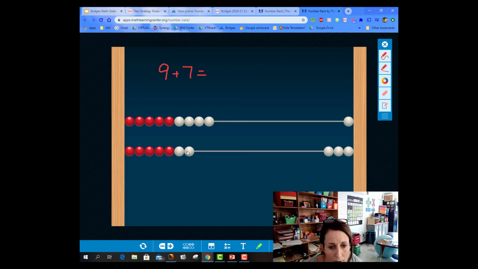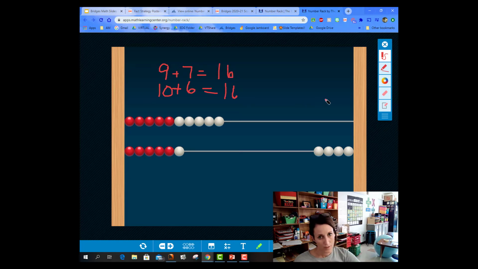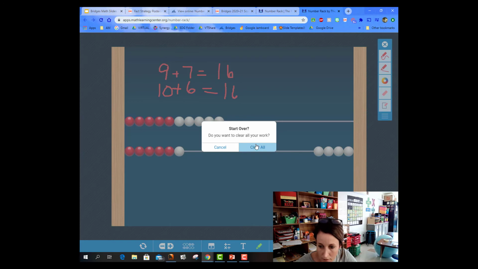All right, you're back. So to make it a 10 fact, I would take away 1 from the bottom number, so that would turn 7 into a 6. And I would have to give it to the top number, and that would turn that number into a 10. 10 plus 6 equals 16, and 9 plus 7 equals 16. Kind of making sense? Maybe? I wish I could see your little faces smiling up at me.